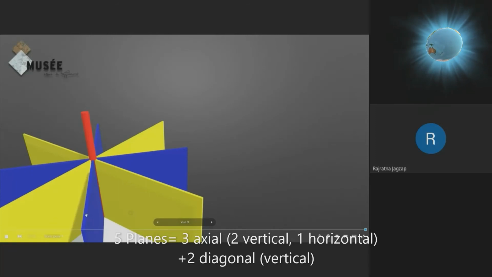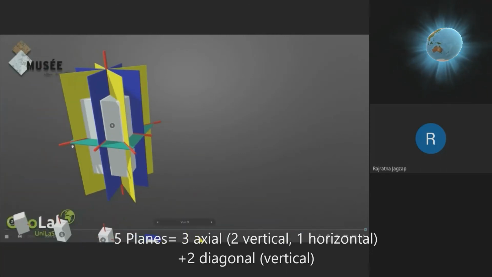Axial vertical, front to back, axial vertical, right to left, and two diagonal. So these are two vertical axial planes perpendicular to each other. Where is the third axial? The third axial is horizontal here. So how many planes of symmetry are these? Three axial: front going, right to left going, horizontal, and two diagonal, yellow color.